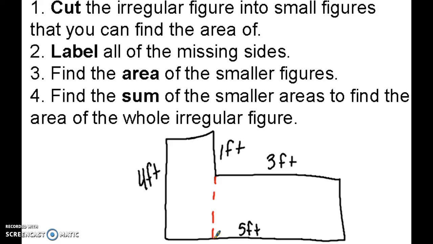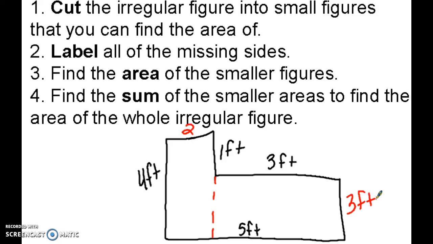So look at your horizontal lines. The biggest one is 5 feet, and this one is 3 feet. So if this one is 3 feet, then this one is going to be 5 minus 3 because it's what's left over. And then we look at our vertical lines. We see that this one is 4 feet, and if you take off this 1 foot, then this one on the end is going to be 3 feet.